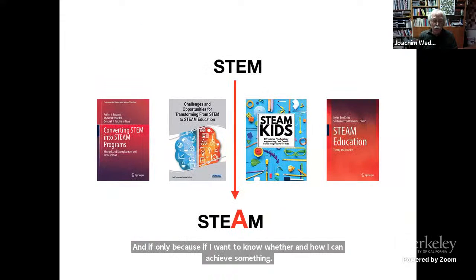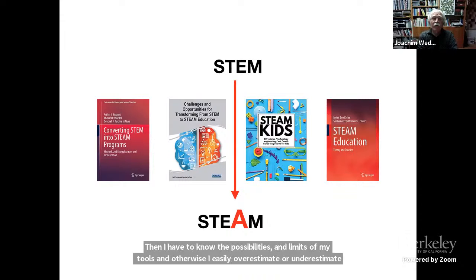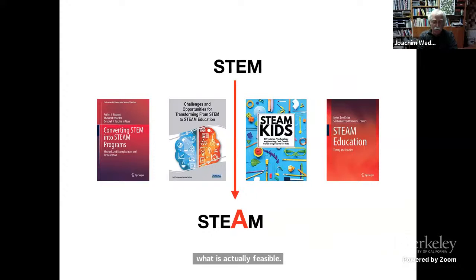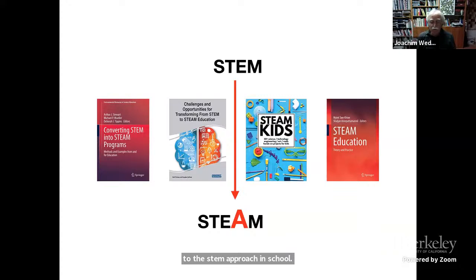So I should, of course, be happy that there are initiatives to add an A to the STEM approach in school. In principle, this is a good approach. However, I get sometimes annoyed when I all too often find simple random graphics with lines, with dots, squares, or other geometric objects as concrete examples, and people already start talking about computer art when they put them randomly on the screen.